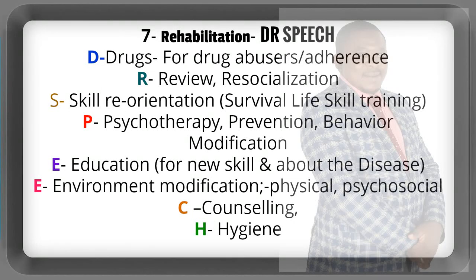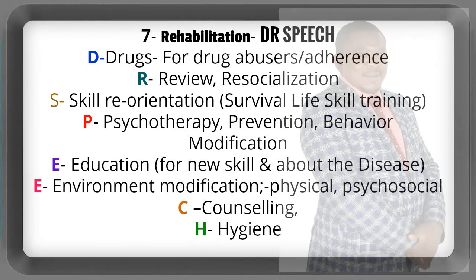So the first E in the rehabilitation of the patient can be education. So since we have talked about skill reorientation, it is also important to educate the patient for new skill and about the disease, so that they can improve on their health, or they can be part and parcel of everything that is being done to improve their condition. So E is for educating the patient, okay, that is educating for new skill and about the disease.